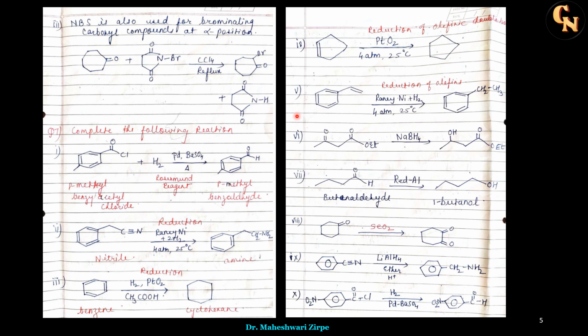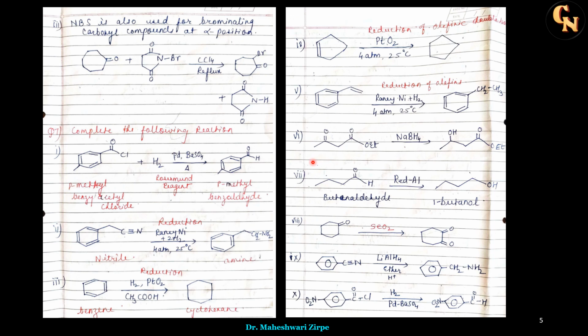Now the next complete the following reaction is, you can see that the olefinic double bond of the aromatic ring is reduced using Raney nickel, that is the allylic one. So here the Raney nickel is going to reduce only the allylic double bond and you will be getting CH2CH3.